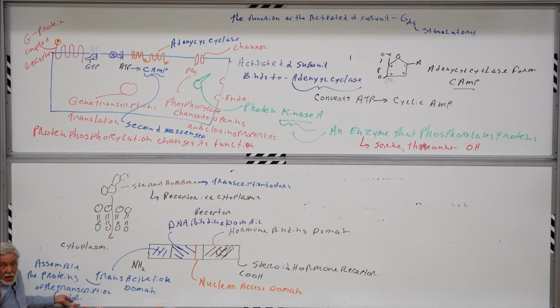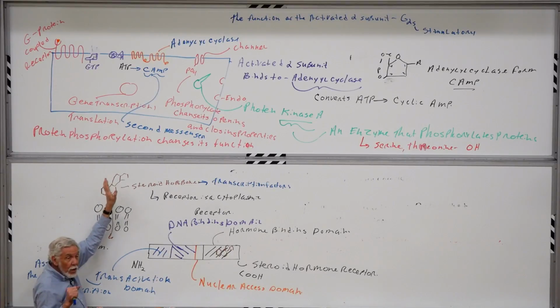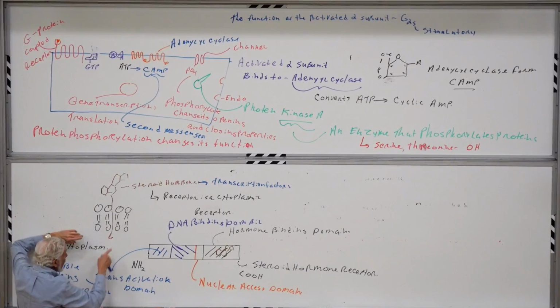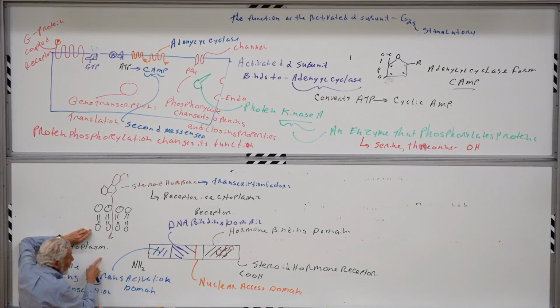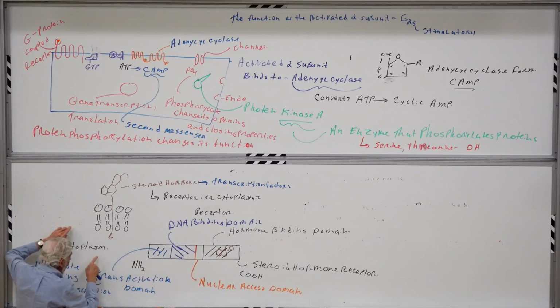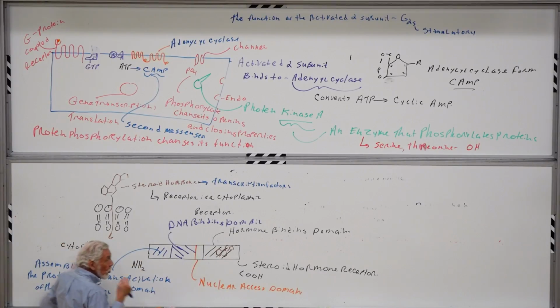So hold on to the idea now that up above we're using hydrophilic hormones to communicate across the phospholipid bilayer with that cascade of events. Here we're using a hormone that gets into the cell to activate a receptor that now acts as part of a transcription factor to turn on certain genes.